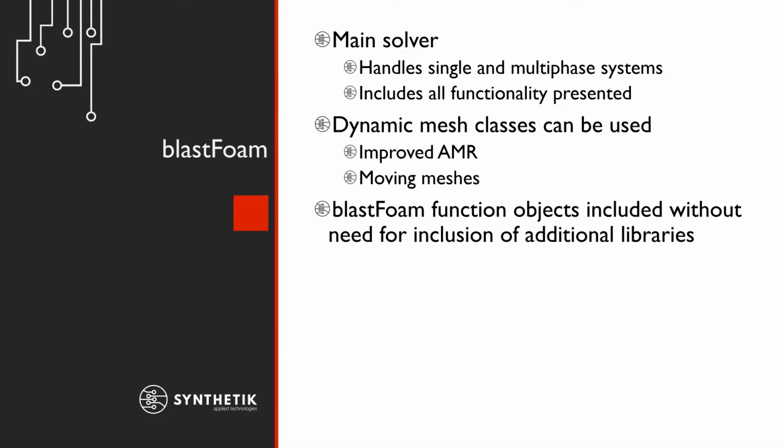You just have to specify the dynamic mesh dict or include it. So this means that adaptive mesh refinement's there. You have the moving meshes. You don't have to include libraries for sampling like you typically do with OpenFOAM. They're just there.